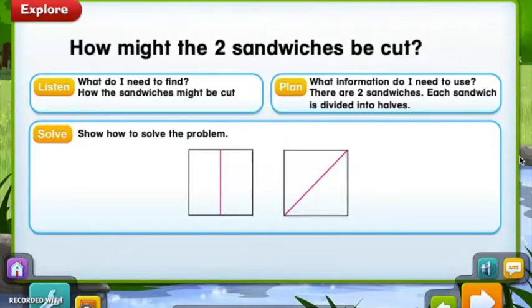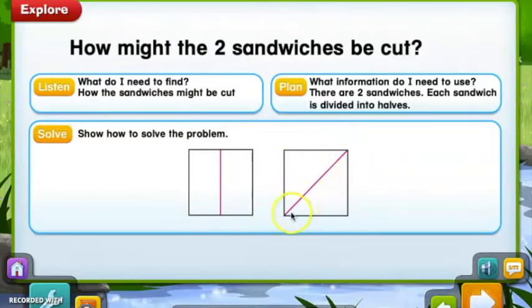Both squares show 2 equal parts, but the parts in one square are a different shape than the parts in the other square. So if you were to cut this sandwich the way they did it here, you would have 2 rectangular pieces of the sandwich, right? Again, same size, same shape, so those are equal parts. So this one is cut into halves. This one is also cut into halves, but it's a little bit differently.